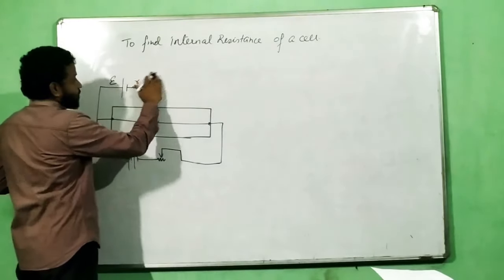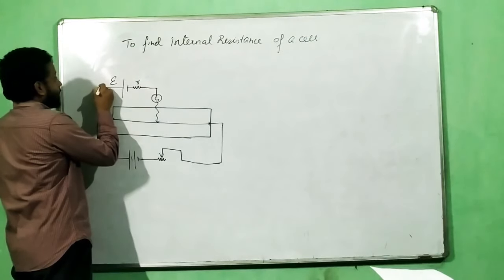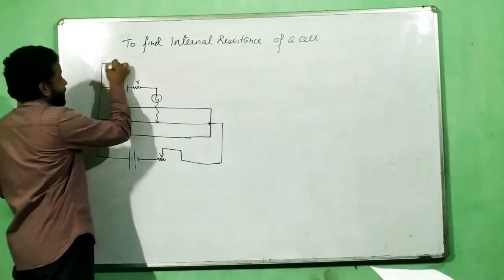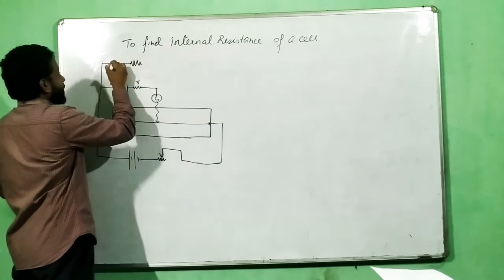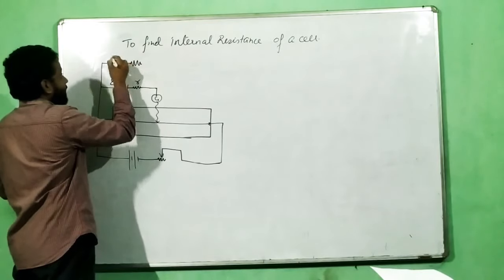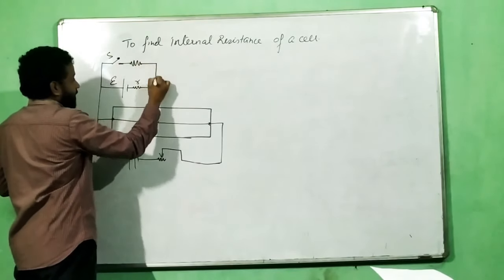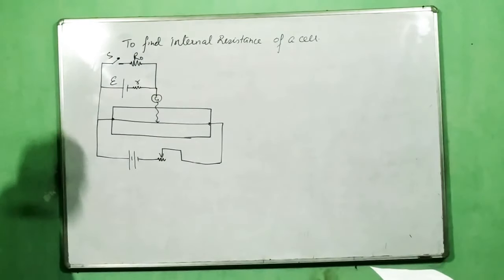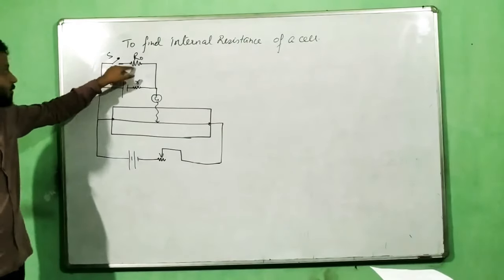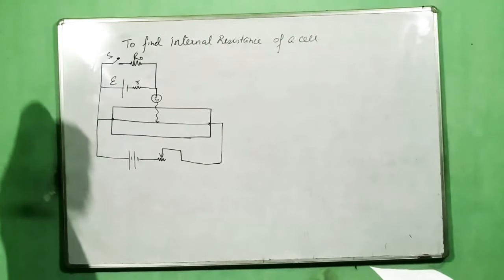So what we do, we create an alternate path for the EMF by providing another resistance over here, and let us say for a moment the switch is open over here. There is a switch over here, S, and I create a situation like this. Now there is a role of this R naught. It's a very big role.